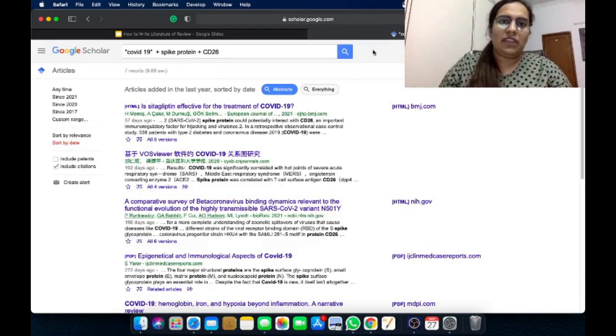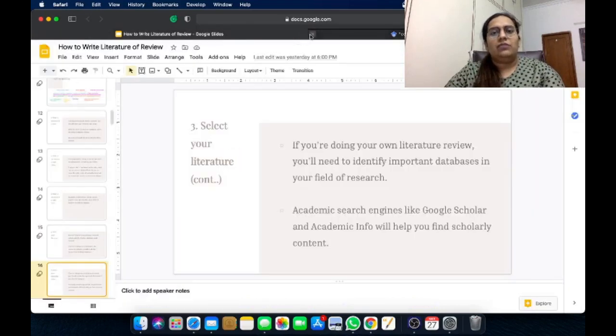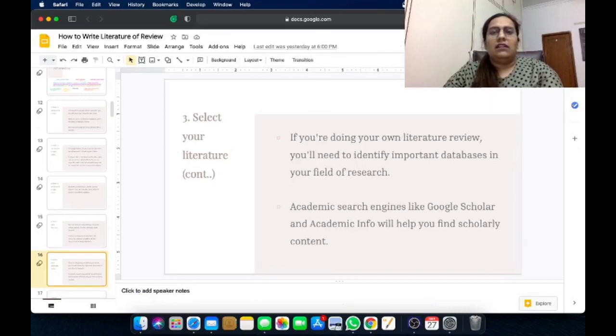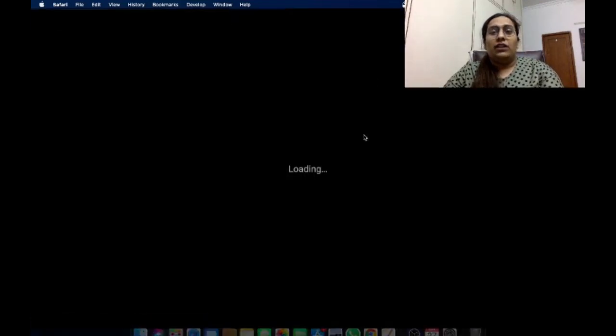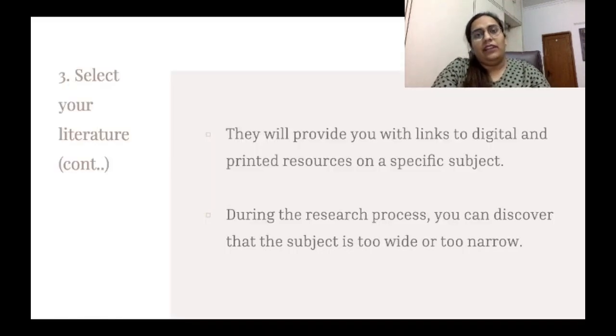So likewise, you can do these analogies, and I did an advanced search by adding COVID as well as the protein name, what exactly I would be doing. So these things should be taken into account, so that you would have proper direction in finding your research.